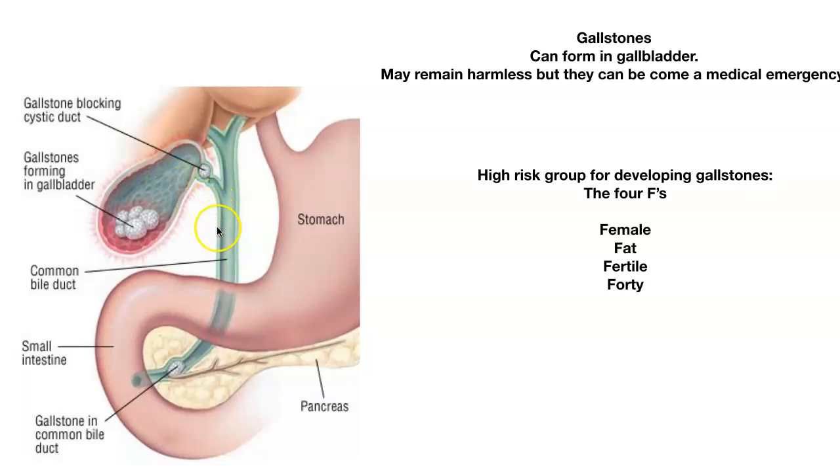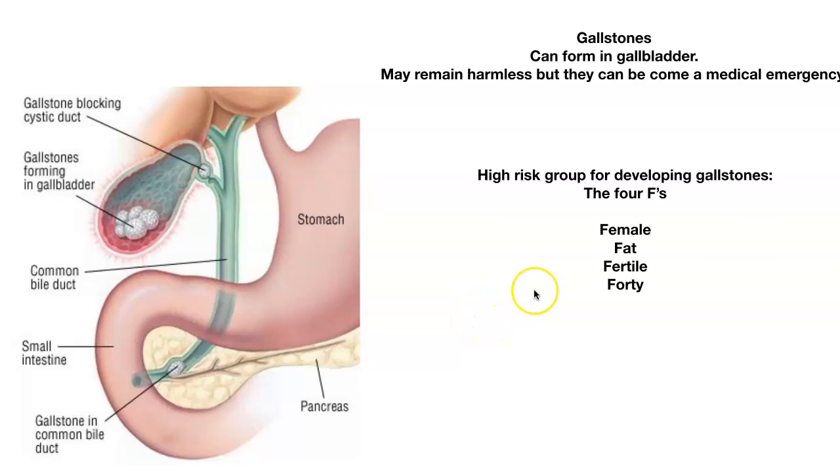Now, depending on where that gallstone might get stuck, if it gets stuck here, or in the common bile duct, or right here where the pancreatic and the common bile duct meet, you can be blocking pancreatic enzymes, and you can be blocking all the bile that's trying to come down here. This can be a medical emergency. So depending on where that stone might cause a blockage, it can be a major problem.